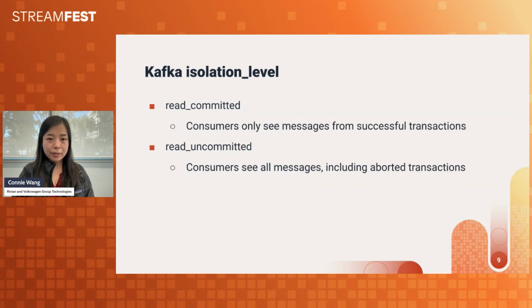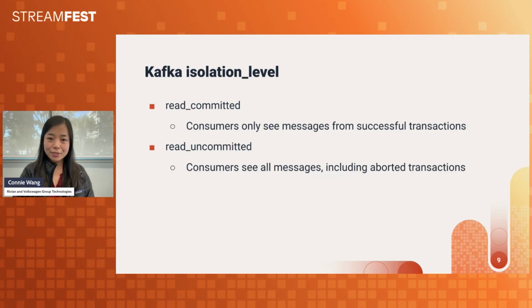The client config is isolation level. So this determines what transaction records a consumer can see. And there are two options, read committed and read uncommitted. Read committed ensures that consumers only see messages from transactions that have been successfully committed, while read uncommitted allows consumers to read all messages, including those from aborted transactions.